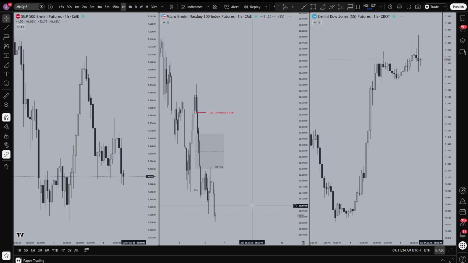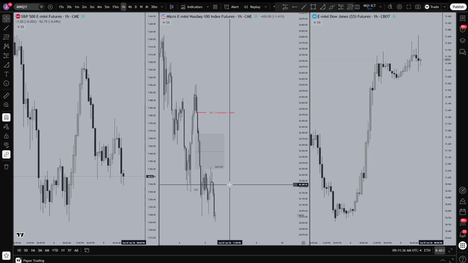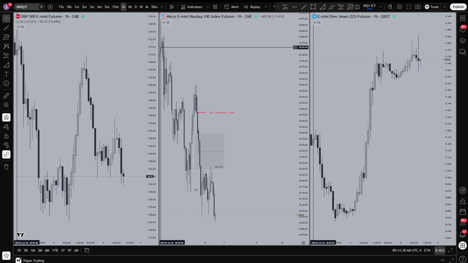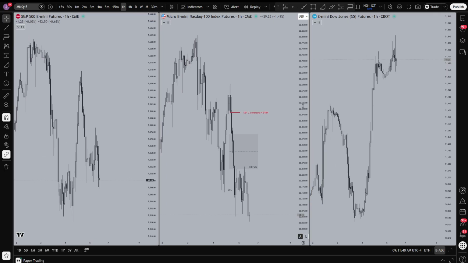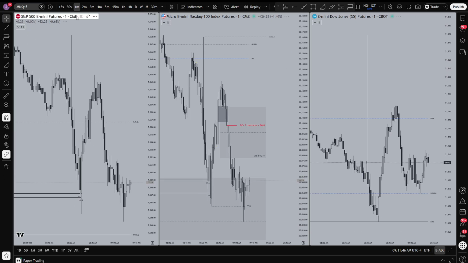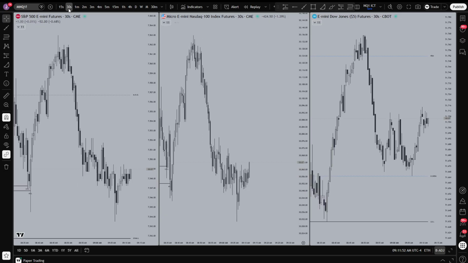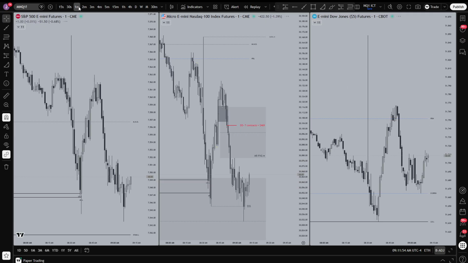We do have a small 1 hour value gap. So I'll be watching that. Data honestly doesn't look terrible.